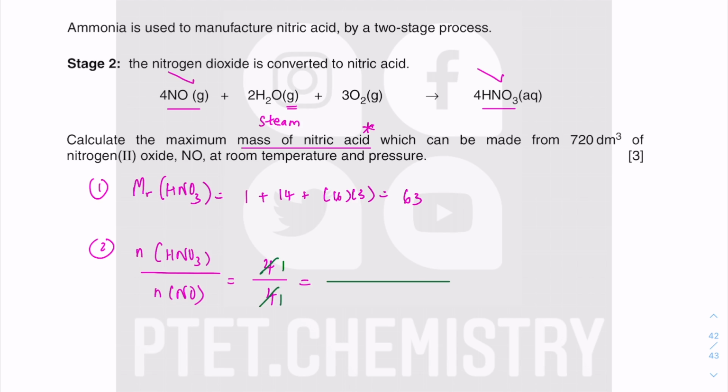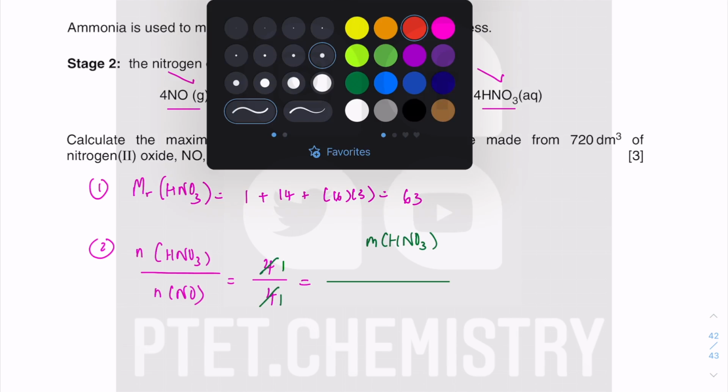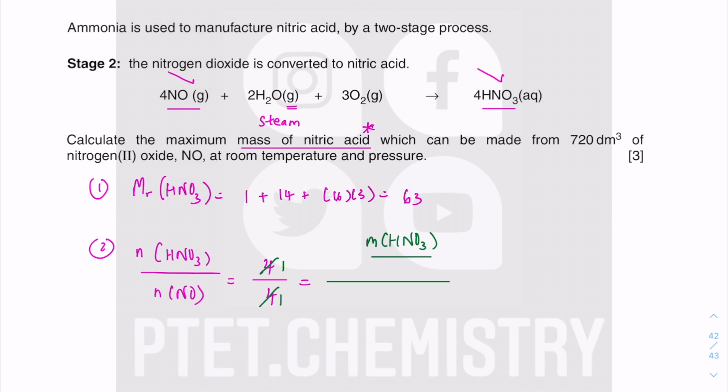On the right hand side will be my actual mole. On the top is HNO3, so this will be my HNO3. I want the mass of HNO3. So how do I relate mass to mole? I divide it by the MR, so mass over the MR of HNO3, that will give me the mole, the actual mole of nitric acid.